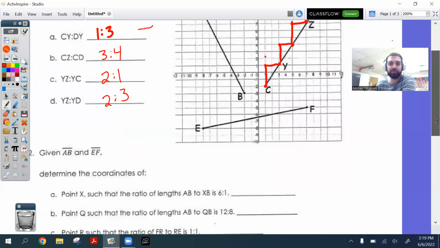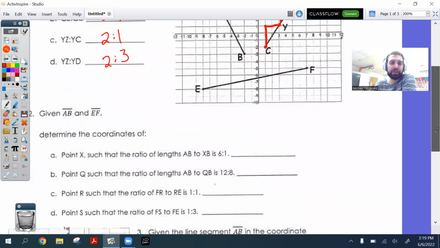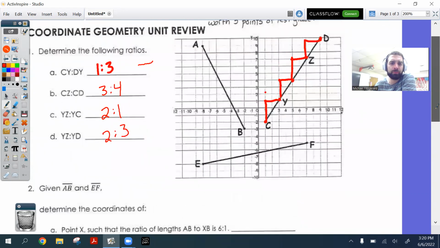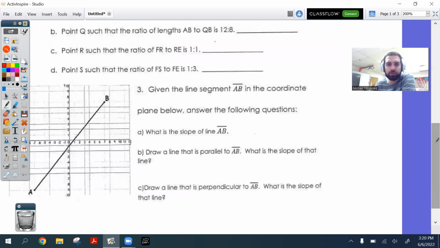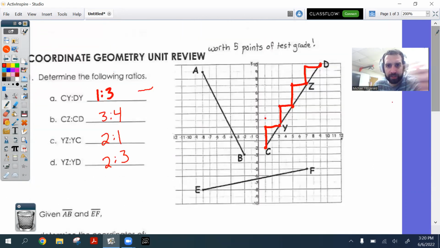All right, now we're given a few other things. Given these lines AB and EF, determine the point X such that the ratio of AB to XB is 6 to 1. Okay, so to do that, I want to look at this line AB and mark down all of these points along it that I can find. That might make it a lot easier.